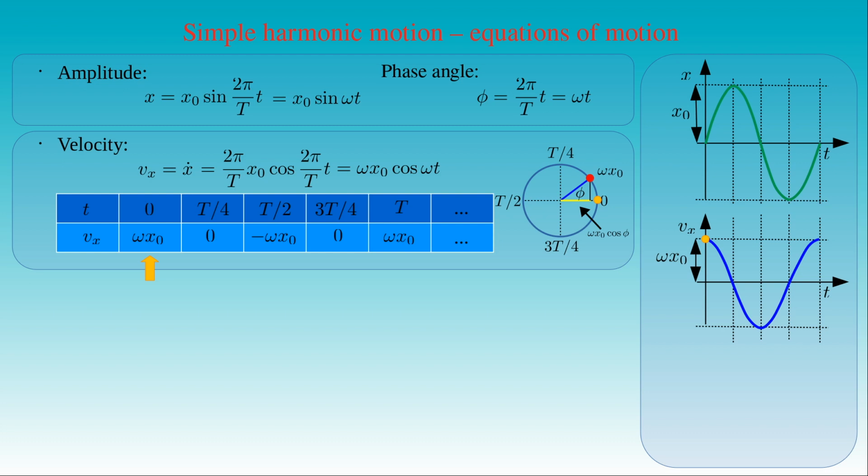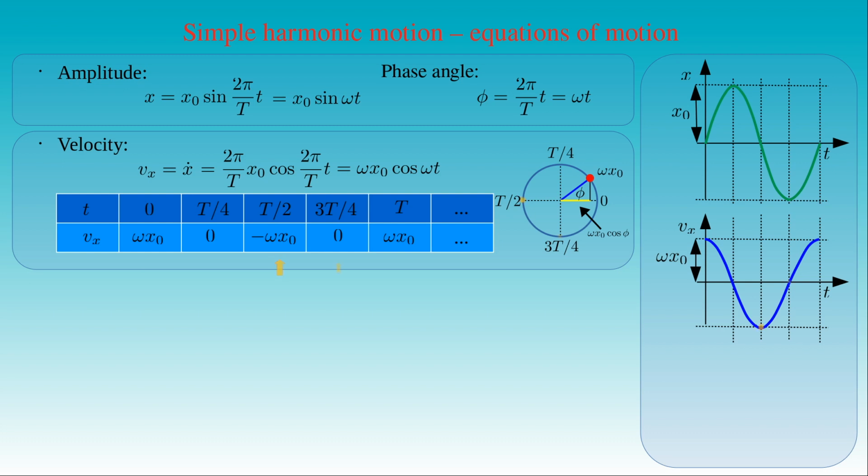At 1/4 of the cycle, where the body reaches the turning point at the maximal amplitude at x0, its velocity reduces to 0. In the middle of the period, the body passes through the equilibrium position again, and the velocity is equal to minus omega times x0. That is, it has a maximum magnitude but points into the negative direction.